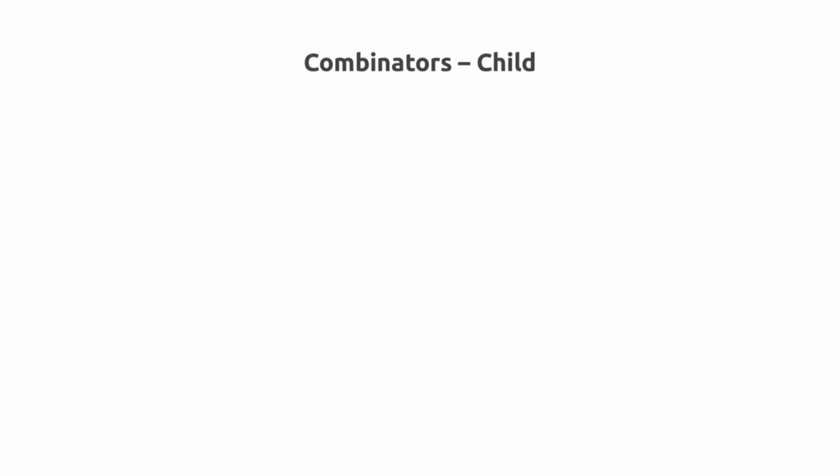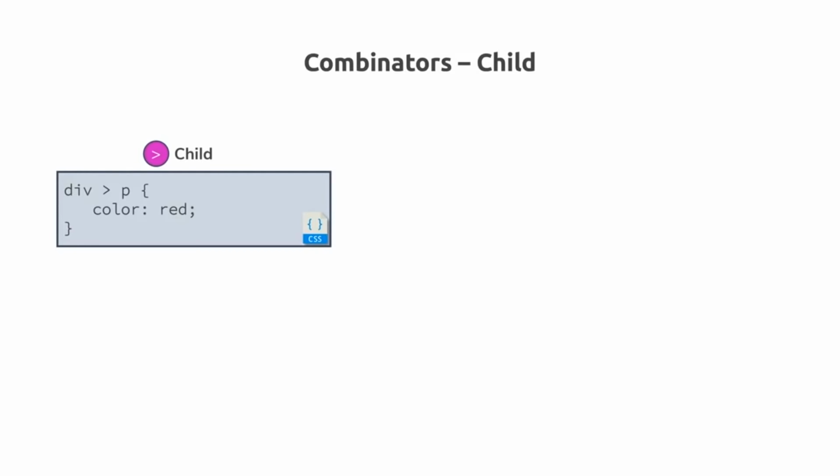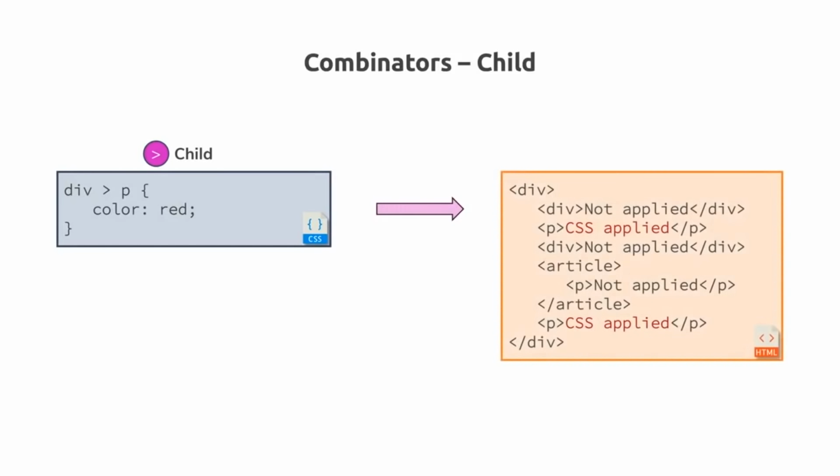The child combinator uses that greater sign, and that rule would change the following HTML code to have a red color on the first and last paragraph, but not on the one which is nested inside the article. Because this child combinator says any paragraph that is a direct child of a div should get that style. Now again, you can use multiple here, not just two. You could also say anchor tag inside a paragraph, inside a div, where each element is a direct child of the other, should get a certain style. And that allows you to be very precise about which children you want to target.